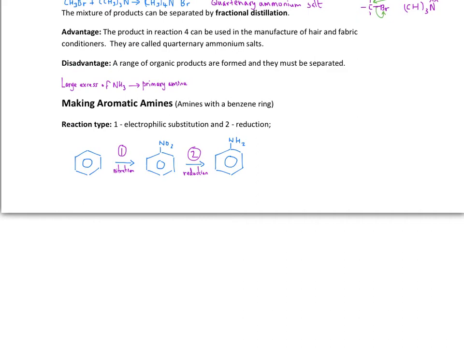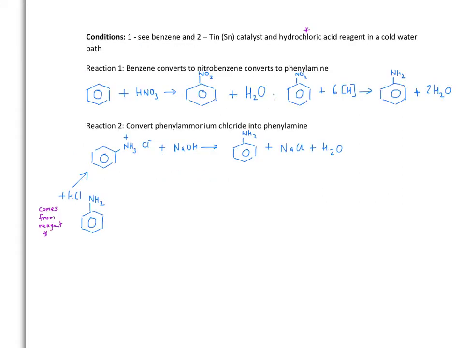Now a brief look at making aromatic amines, that's amines with a benzene ring. And this is an overview. So we have benzene, nitration reaction to nitrobenzene, and then reduction to phenylamine. So let's look at how this reaction takes place.